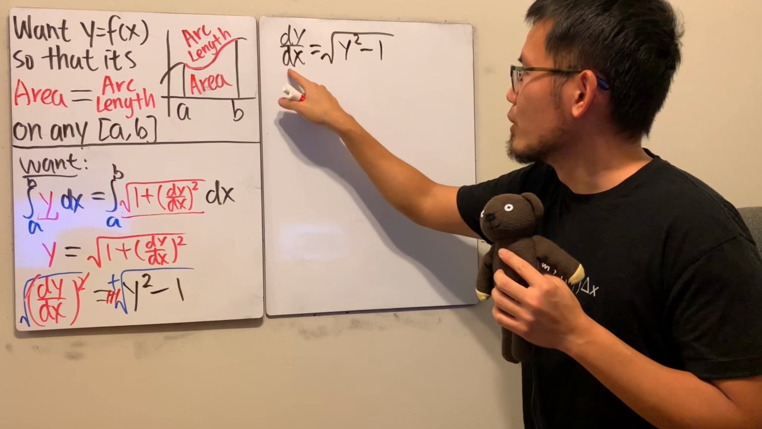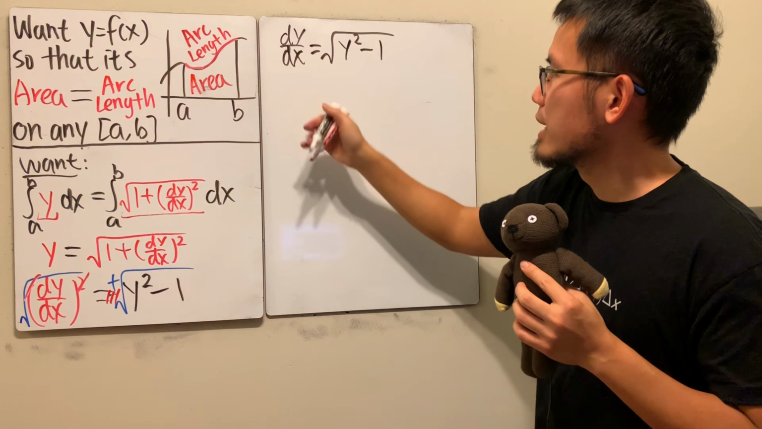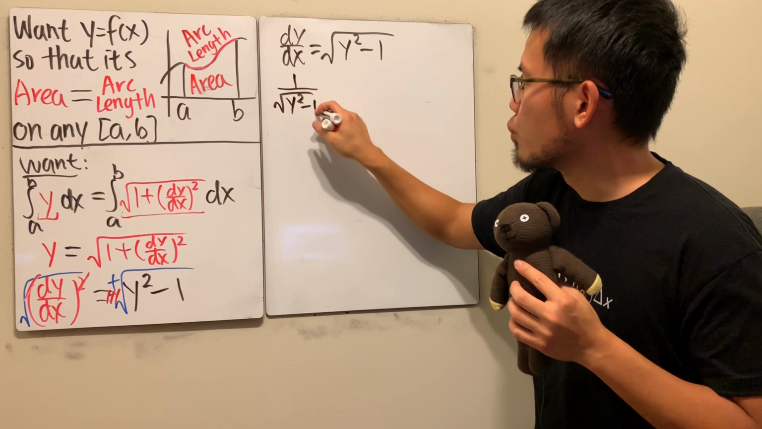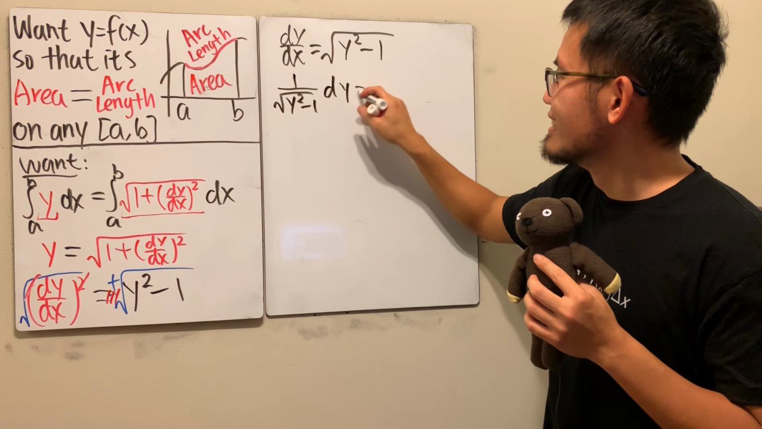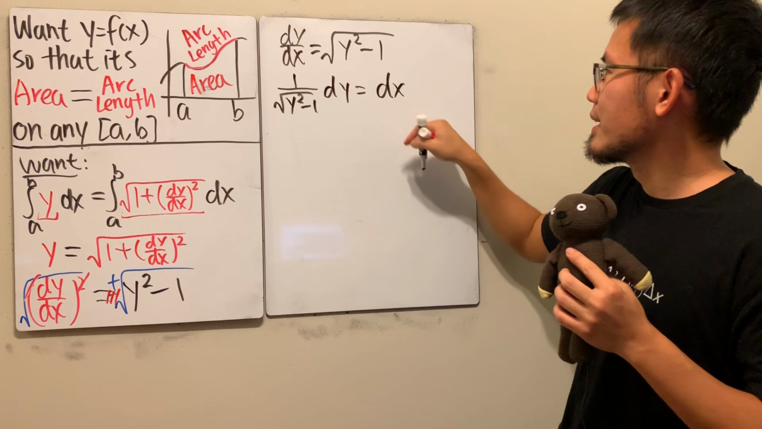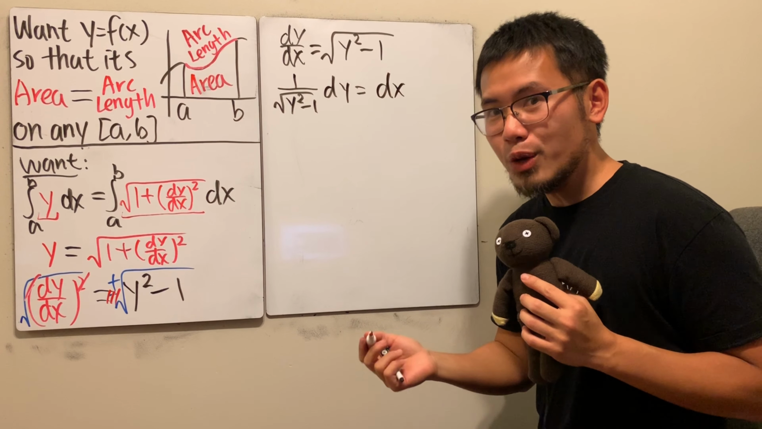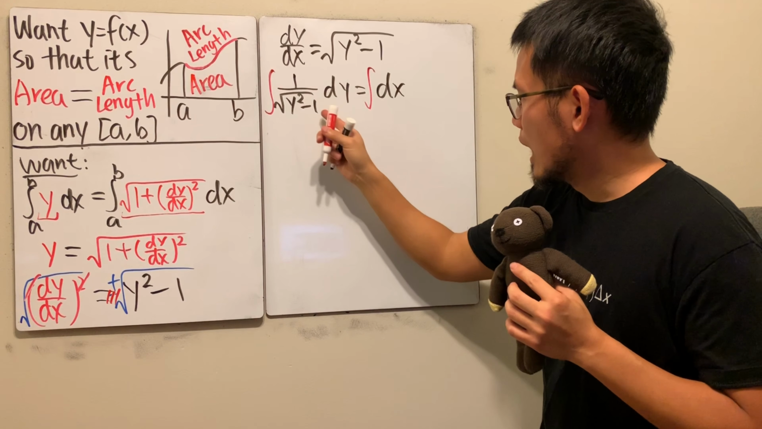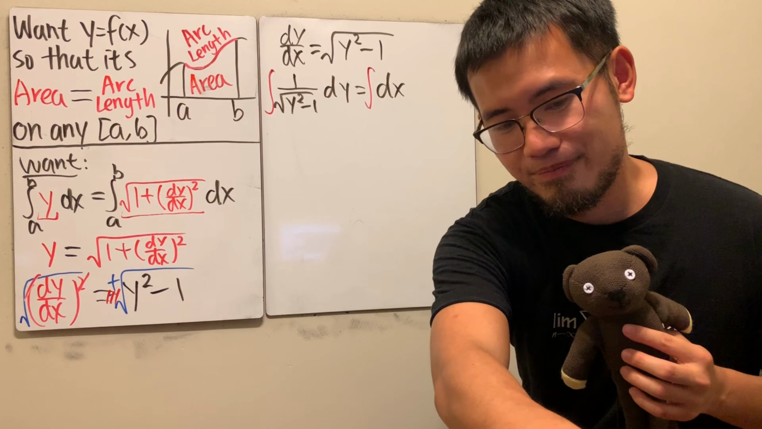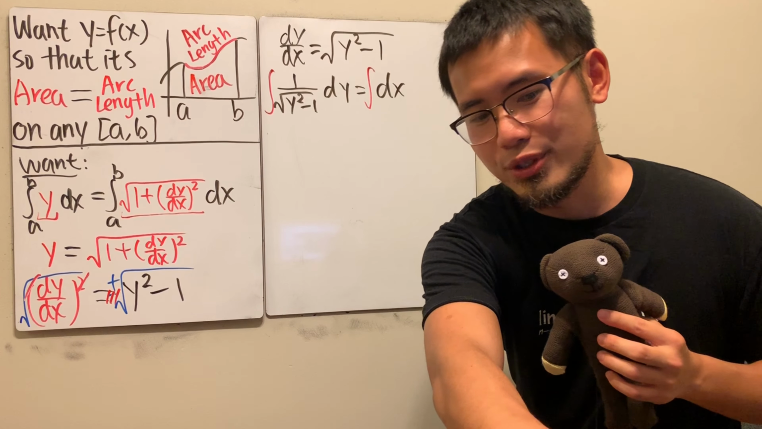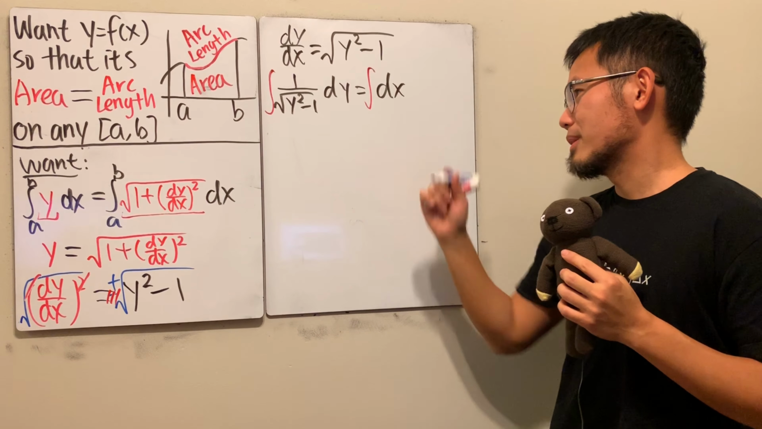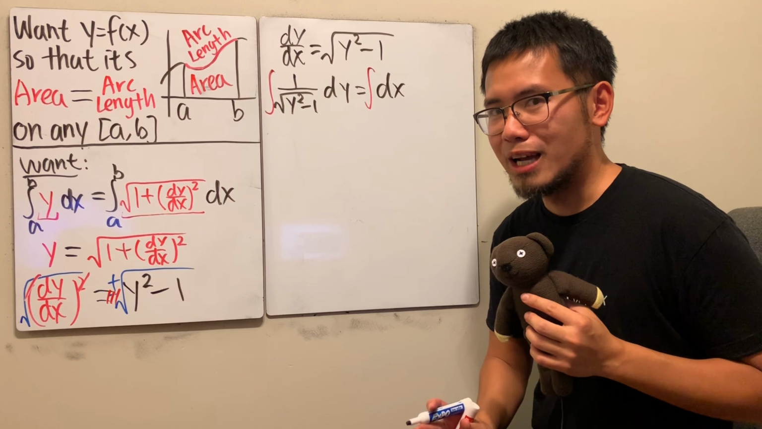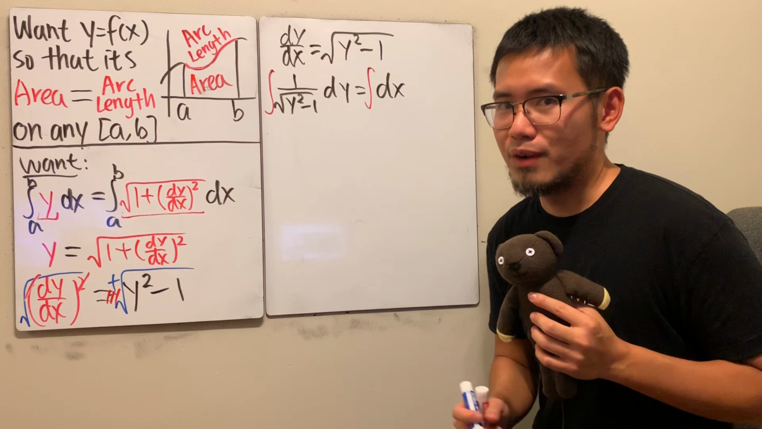Perfect. Multiply the dx on both sides and divide this on both sides. It looks like we have the 1 over square root of y squared minus 1 with the dy. And this is equal to the dx right here. Then we can just integrate both sides. Very nice, huh? So integrate, integrate. How would you integrate this though? Yes, you can do the u substitution with some trig functions. Trig sub, technically. But life does not have to be that hard sometimes if you know some hyperbolic functions.